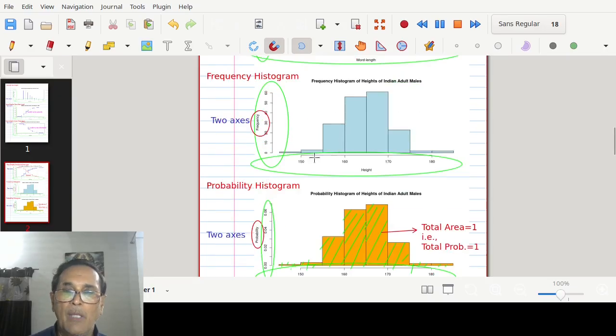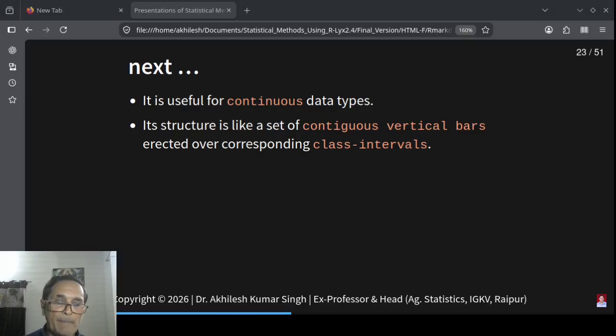This is a histogram. What we mean is, these are contiguous bars. They are adjoining each other, rectangle-like. Vertical bars are erected over these class intervals. This is one class interval, this is another class interval, this is another, and so on. You see, on every class interval a rectangular vertical bar is erected. So let me go to our presentation. This is what we mean by contiguous vertical bars erected over the corresponding class intervals.